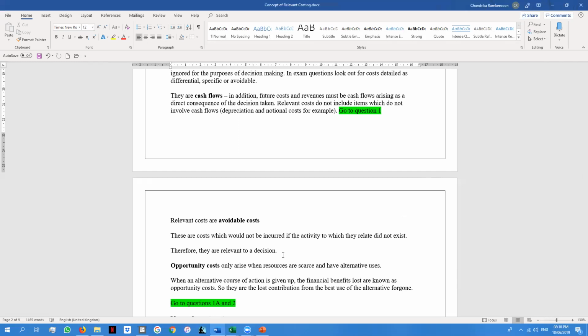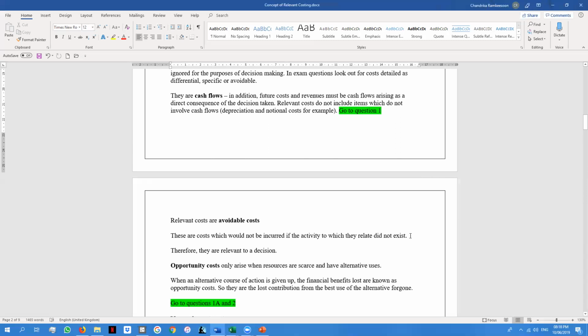But similarly, unavoidable costs will not be relevant. So if there are any costs which will be incurred regardless of the decision to close or not, then of course these costs are not relevant. They are unavoidable. They will continue to be incurred. Now, avoidable costs will always have the 3 criteria we keep talking about: affected by the decision, future, cash flows. These are costs which should be incurred if the activity to which they relate did not exist.